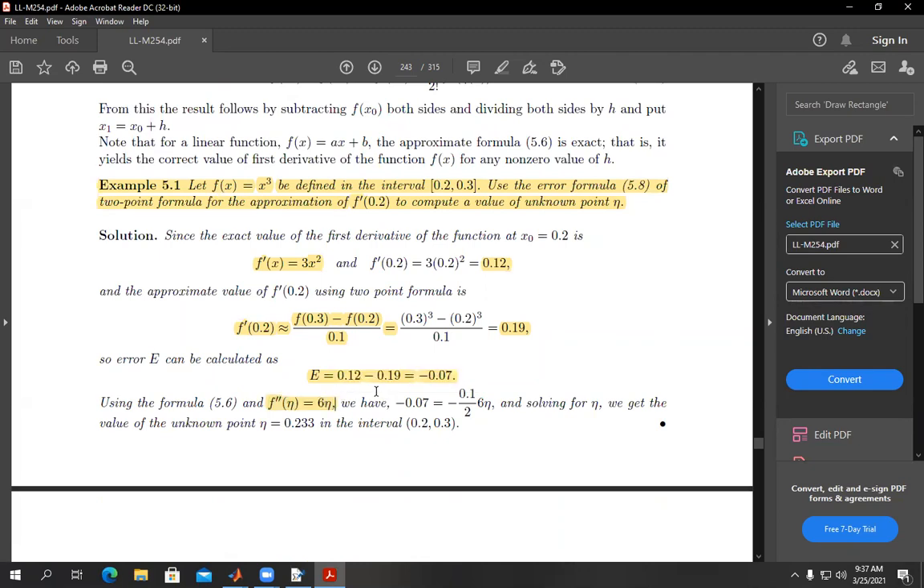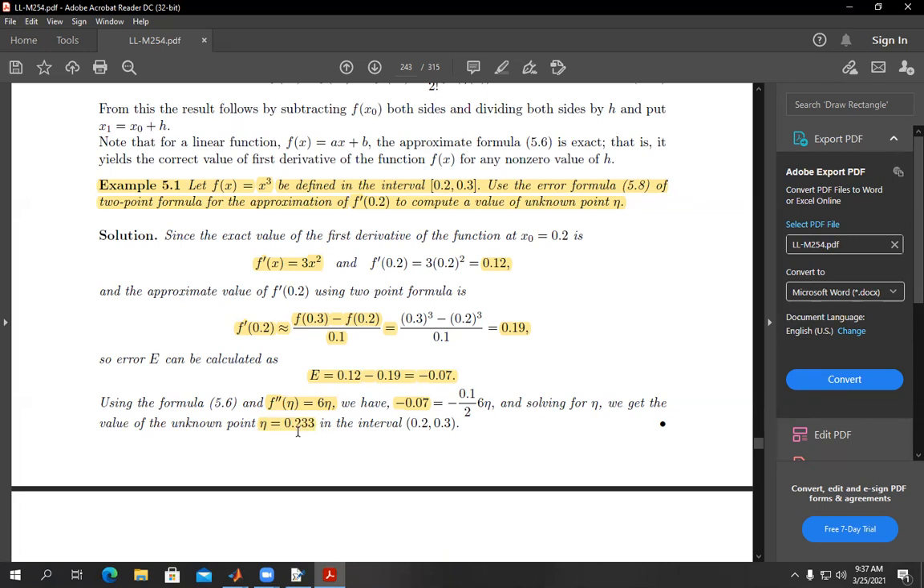The left-hand side is the error, which you already calculated, this one. And then the right-hand side is what? Minus h by 2 times the second derivative at eta. h is 0.1 and the second derivative at eta is 6 eta. Now you can easily take this term with 6 to the denominator and you can have the value of eta. And when you simplify, you will get the answer for eta.